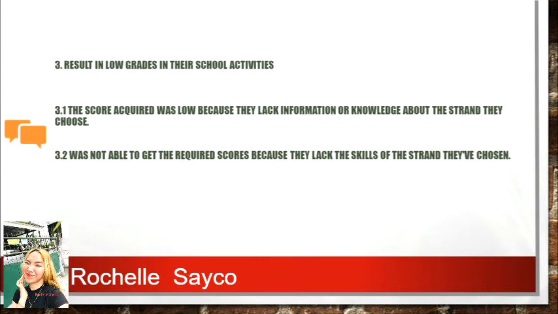3. Result in low grades in their school activities. 3.1. The score is low because no one knows how much about the strand they have chosen. 3.2. Low grades and activity scores are due to the lack of sufficient knowledge of the strand they chose. 3.3. They may fail because the scores they get are low, because they are weak in the skills of the strand they have chosen.